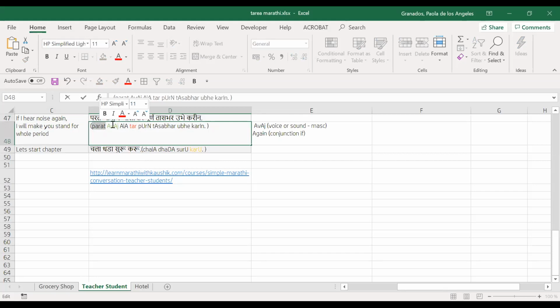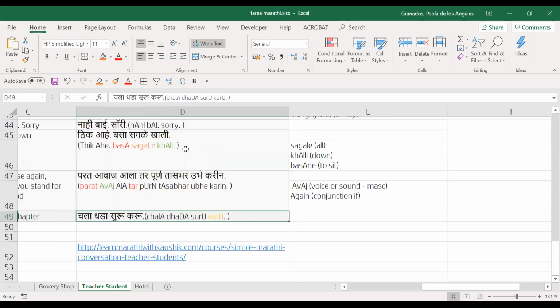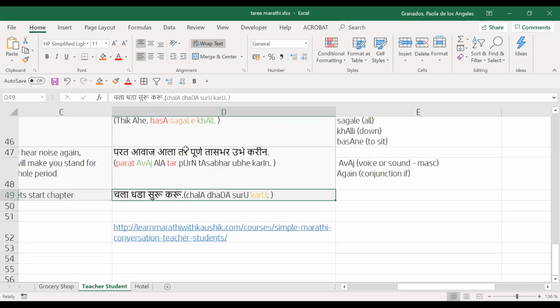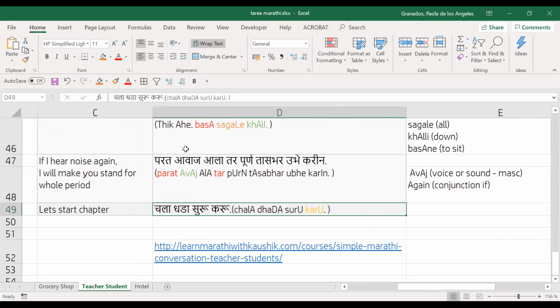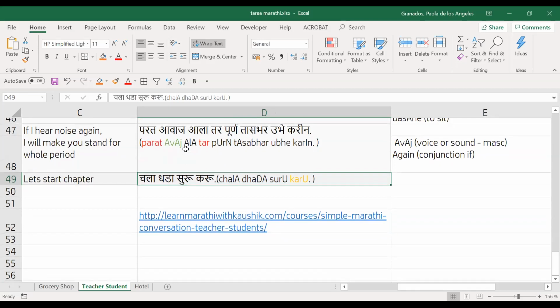Kaushik, could you share the link? The page? Yes. For me, it's still very difficult to read. Is it small? Let me make it bigger, sorry. Better like this? Yep. Thank you.